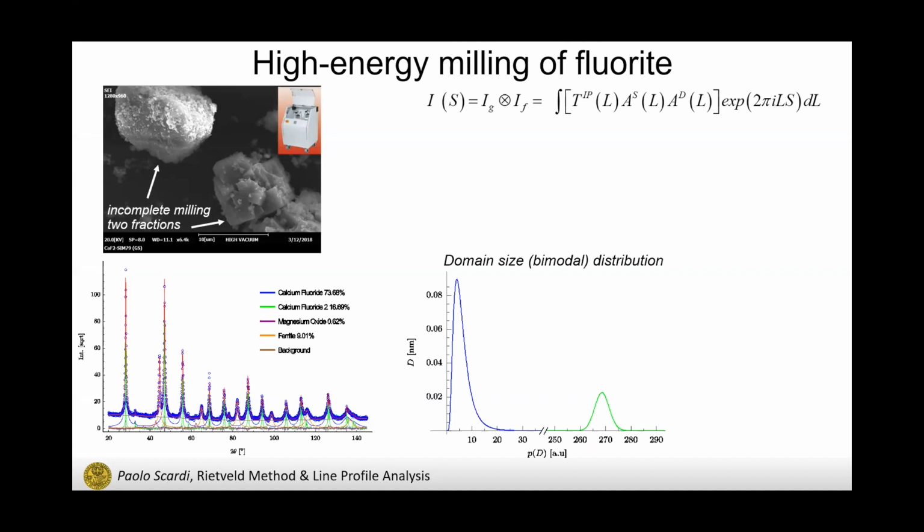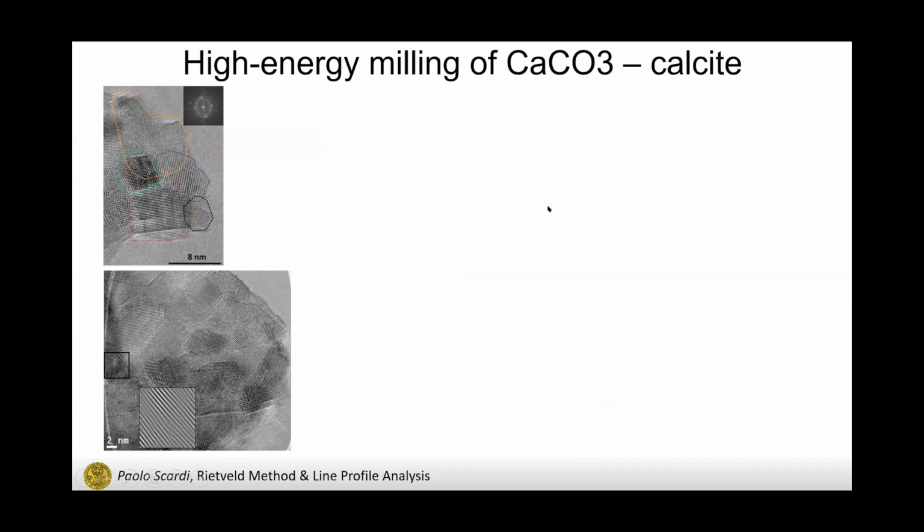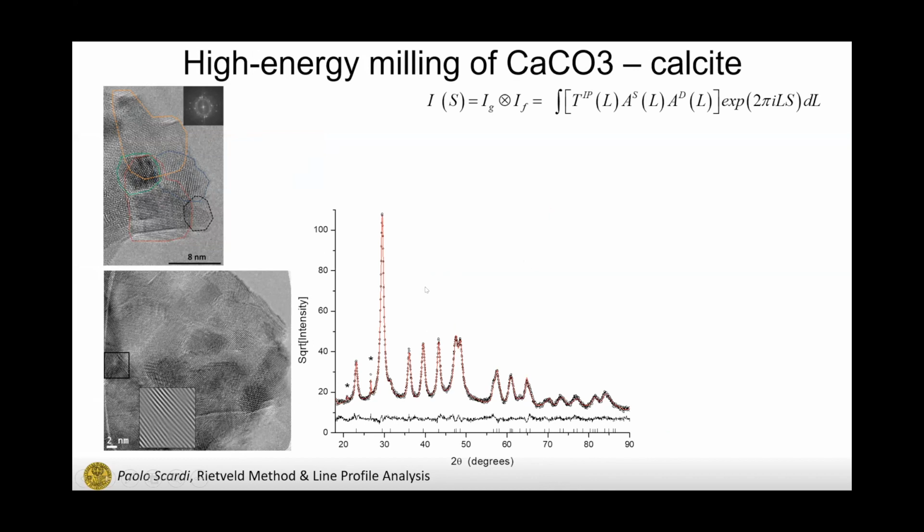And this is just one more application, and is generally possible only if the two fractions are quite different and separated on the dimensional scale. Otherwise, there would be a lot of correlation. Another similar case concerns calcium carbonate. Here you can see some high-resolution TEM pictures, evidence of dislocations again. And this is interesting because in this case, calcite is not cubic and therefore shows a much more complex strain anisotropy than fluoride, which is cubic.